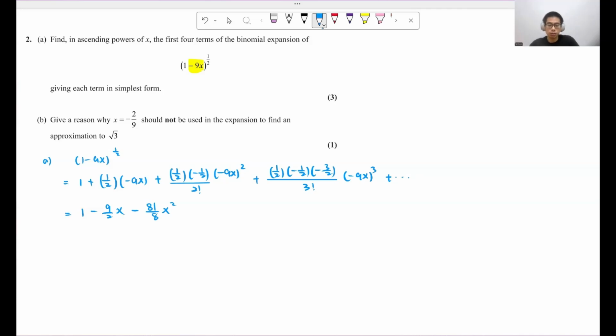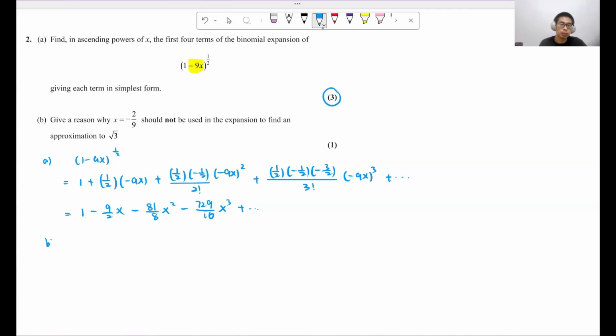And then for the next one, I'm going to put 1 over 2 times negative 1 over 2, and then times negative 3 over 2, and then divide by 3 factorial times negative 9 times 1 and then cubed. So that should give us negative 729 over 16 x cubed. So that would be the first 4 terms of this expansion. So part A is done.